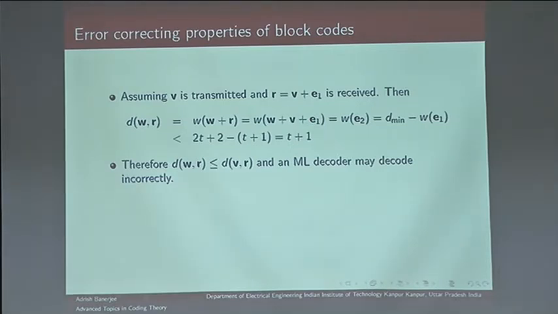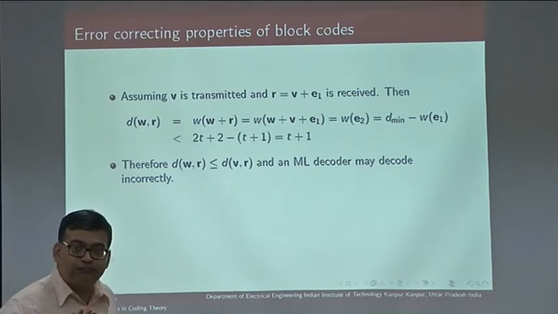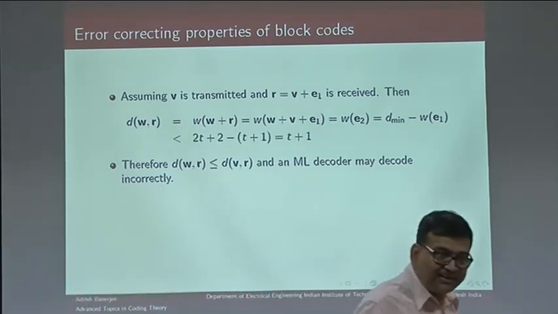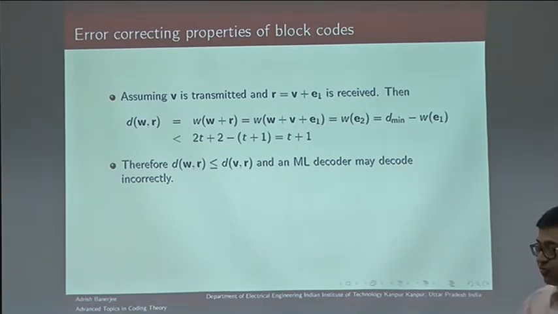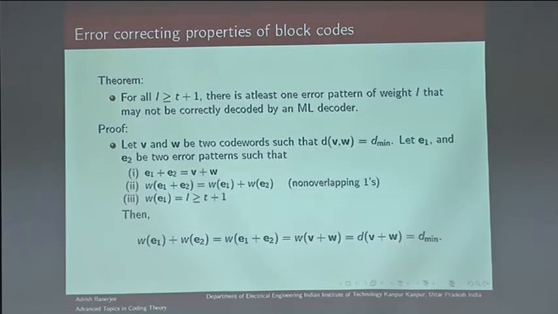So, what I have shown you is the following. In the first result, I showed you it can correctly correct error patterns of weight up to t. In this, I have shown you with a specific example, because I cooked up my E1 and E2 in such a way that E1 plus E2 is V plus W, and the weights of E1 and E2 are non-overlapping. I showed you that if there is an error pattern of weight t plus 1, then your decoder will make an error if the minimum distance lies between 2t plus 1 and 2t plus 2.